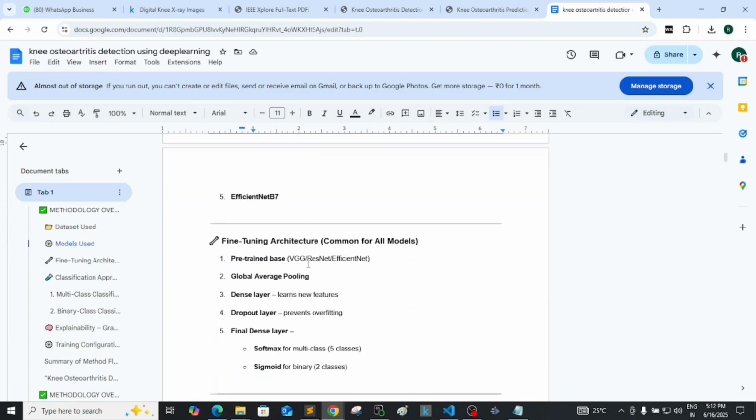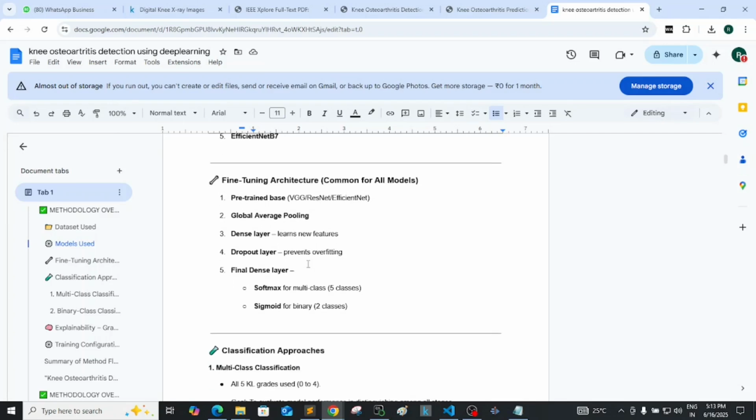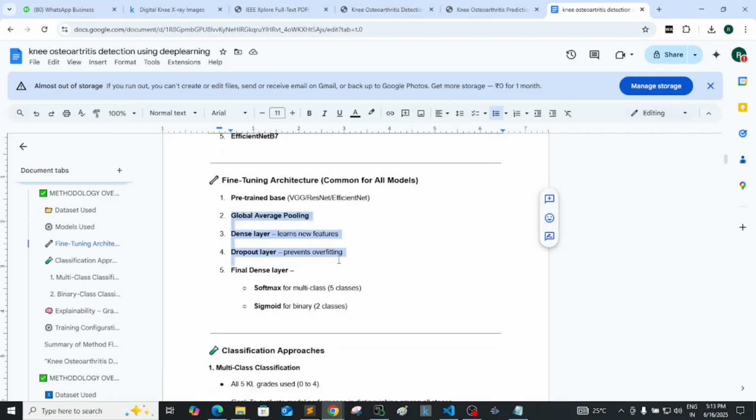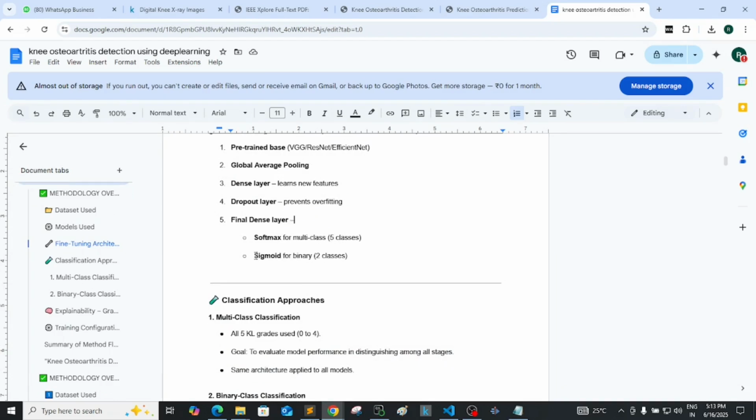And for fine tuning, what are they doing in the fine tuning part? They are using VGG, ResNet and EfficientNet as pre-trained base models. They are using some extra layers from their side. We need to use our own extra layers for the existing models. They are working only with 2 classes.